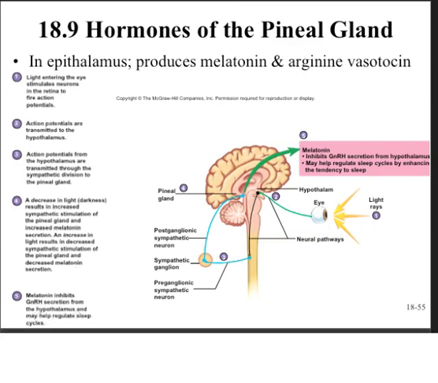Melatonin inhibits gonadotropin-releasing hormone secretion from the hypothalamus and also may help regulate our sleep-wake cycles, or what we also know as our circadian rhythm. And the reason that we believe this is because of the cycling of this hormone between day and night.